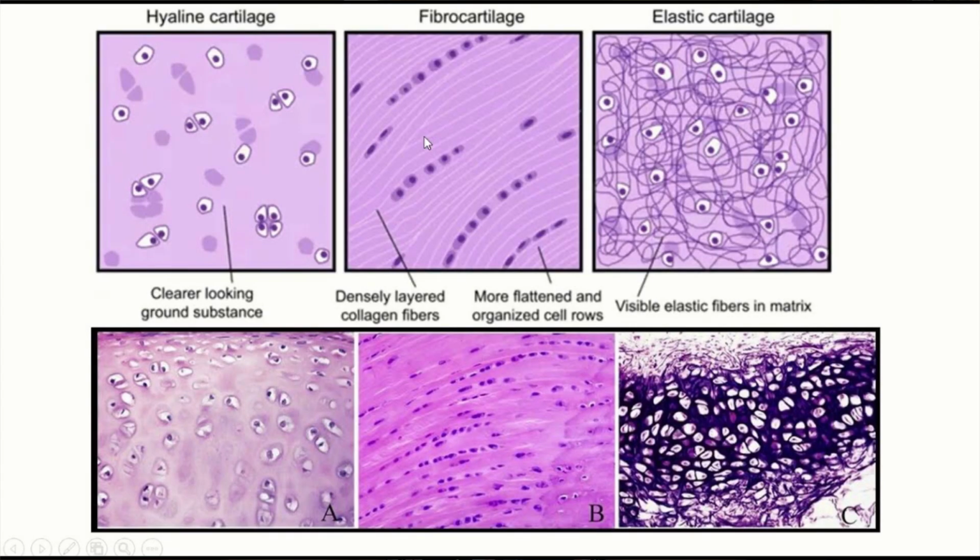So I almost think of elastic cartilage as the marriage between your fibrocartilage and your hyaline cartilage, because you get the egg shapes from the hyaline cartilage with the fibers that you have from the fibrocartilage, but the fibers are a little bit more haphazard and not quite as organized. So you can put those three cartilages into categories to help you identify which ones are which and what makes the most sense.